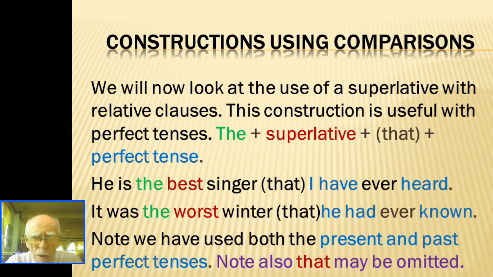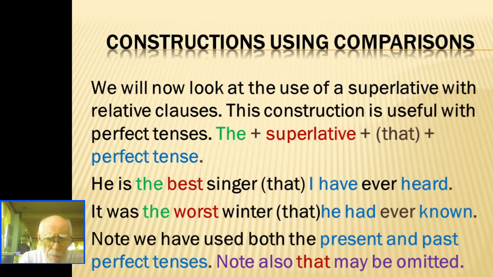We will now look at the use of a superlative with relative clauses. This construction is useful with perfect tenses. We use the form the plus superlative, with that being optional, and a perfect tense. He is the best singer that I have ever known, or we could say he is the best singer I have ever known. So that is optional.